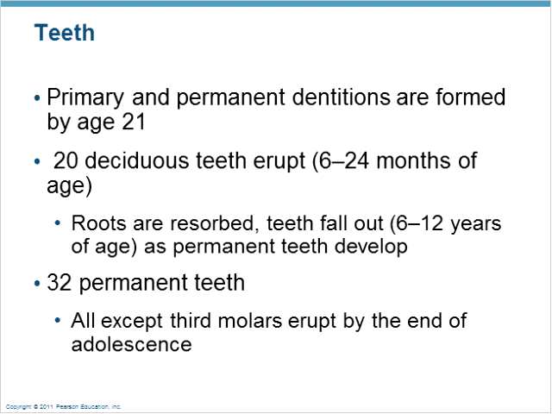The teeth. We talk about the teeth. There's primary and permanent dentitions, which are formed by age 21. We have 20 deciduous teeth, which erupt between the ages of 6 to 24 months. The roots are resorbed, the teeth fall out, and at 6 to 12 years of age, the permanent teeth start to develop. We have 32 permanent teeth, and all except the third molars erupt by the end of adolescence.